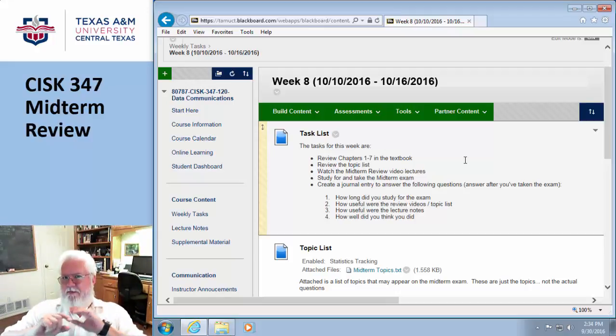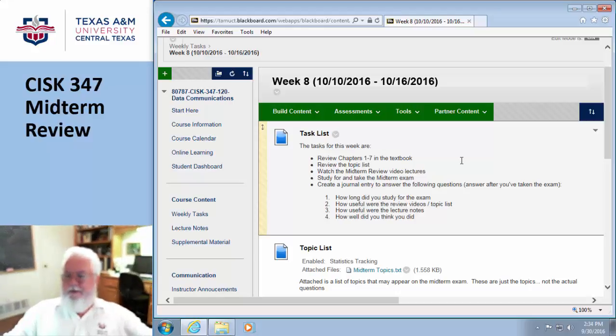I'm giving you a list of topics that are going to appear in the exam. And as I mentioned, this is not the actual question. This is just a list of topics for you to look at with page numbers and all so that you could study for the exam. Even though it's an open book test, some people think, I'm not going to study. Well, don't do that. Trust me, don't do that.